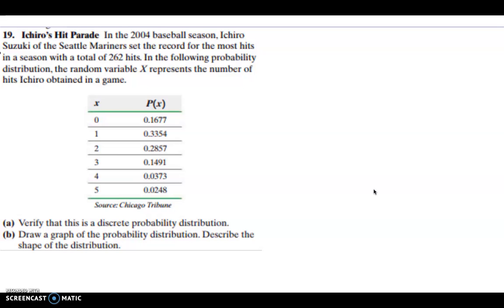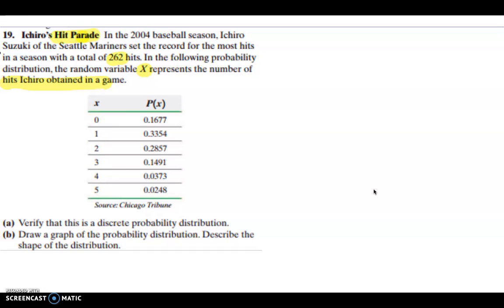So Ichiro, who was a baseball player, called his hit parade. In the 2004 baseball season, Ichiro of the Seattle Mariners set the record for the most hits in a single season with a total of 262 hits. In the following probability distribution, the random variable x represents the number of hits he got in a game. So either 0, 1, 2, 3, 4, or 5.